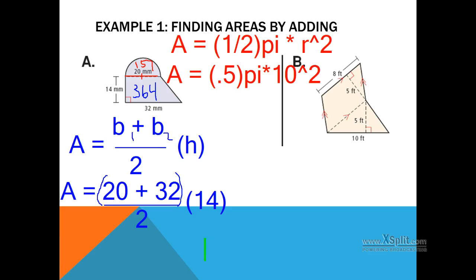157. As our last step for this first one, we need to add these two together, 157 plus the 364. That's going to give us a grand total of 521 millimeters squared. We broke this down into pieces, into the trapezoid piece and the half circle piece, and we went and solved.